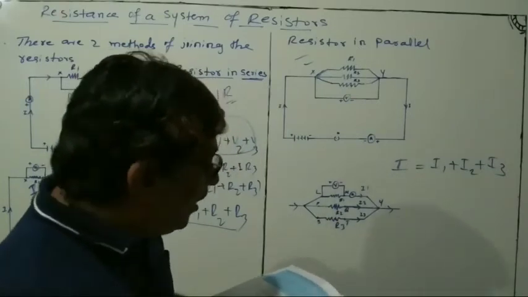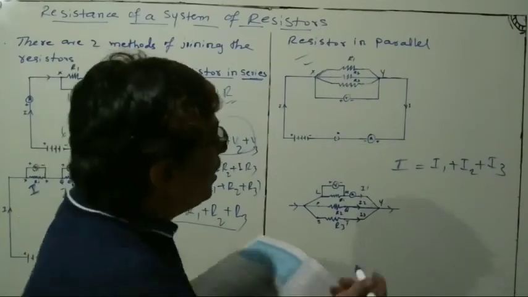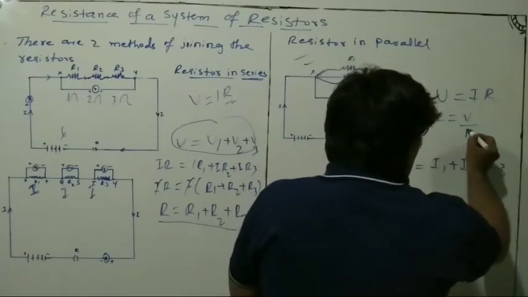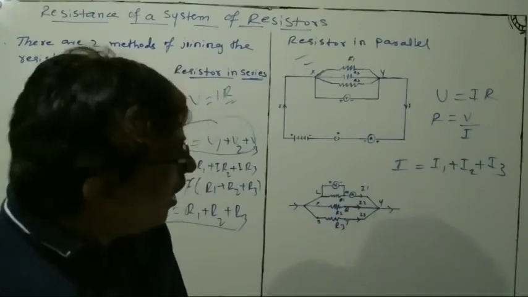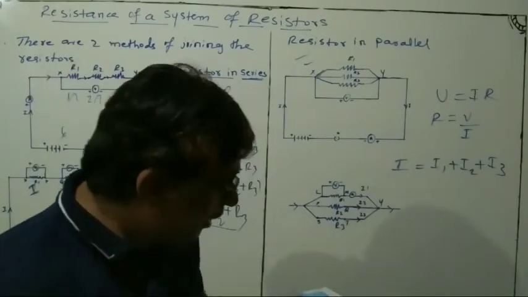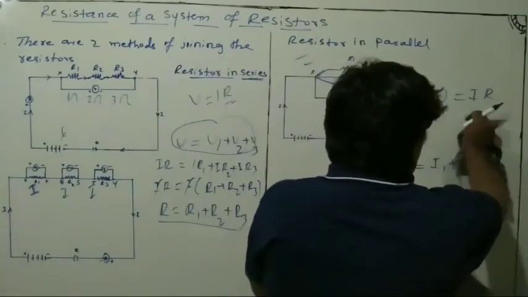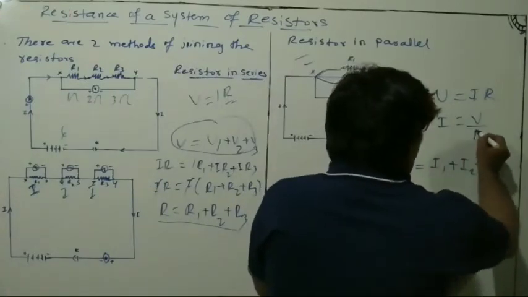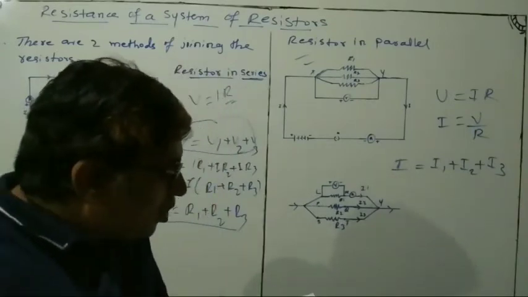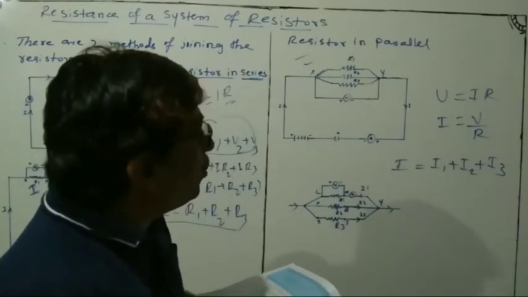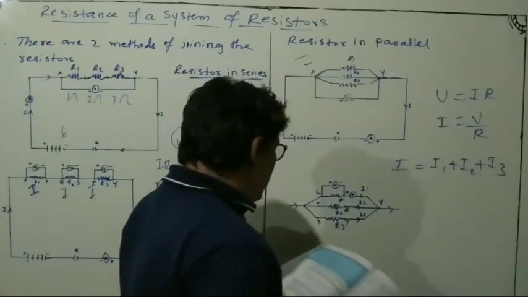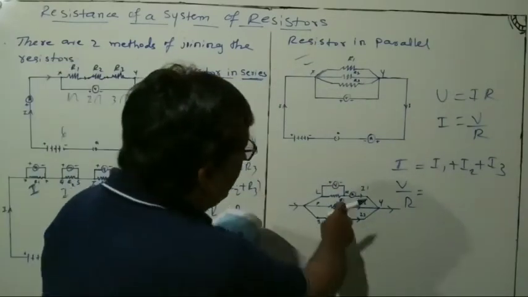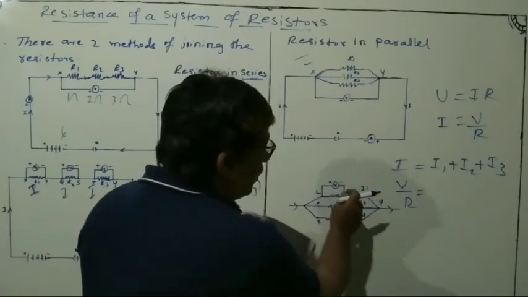So you know the relation V is equal to IR, so R is equal to V by I. Here we are finding I, so we can write I is equal to V upon R. The current will be different in each resistor, so I is equal to V by R1, V by R2, and V by R3.